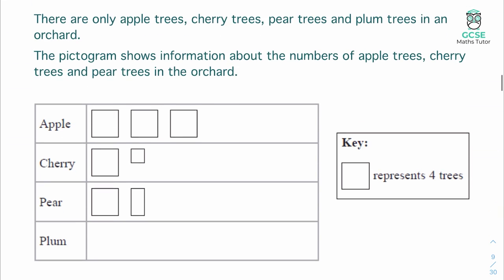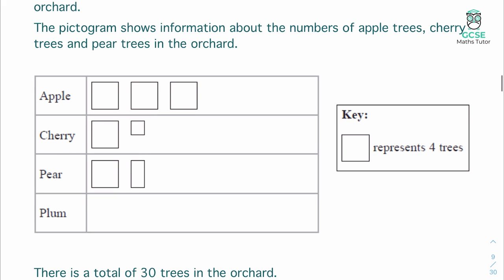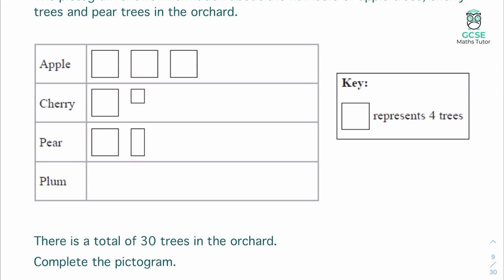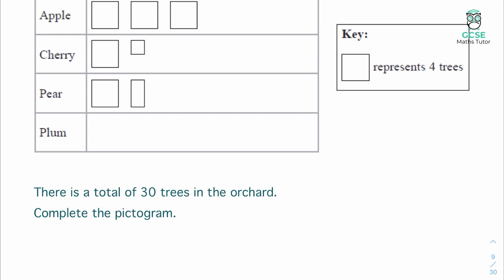Okay, so on this question here we've got a pictogram. So there are only apple trees, cherry trees and pear trees and plum trees in an orchard. The pictogram shows the information. There we go, so we've got the key there that says the full square represents 4 trees, and we've got these little bits, so we have like part of it there which would be 1 tree, half of it there which would be 2 trees, so we'll take that into account. There's a total of 30 trees in the orchard, complete the pictogram.